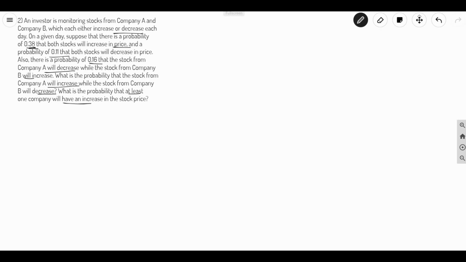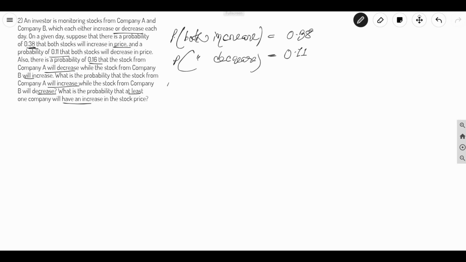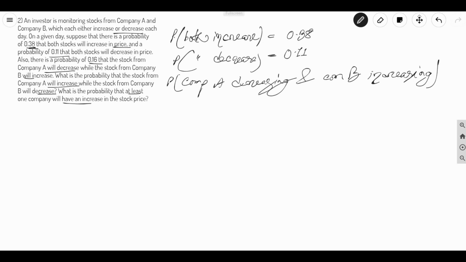We will at first note down the given information. Let's start. So here we are given that probability of both companies having an increase is equal to 0.38, and probability of both decrease is given 0.11, and we are also given that the probability of company A decreasing and company B increasing is equal to 0.16. All right, these are the given informations we have.